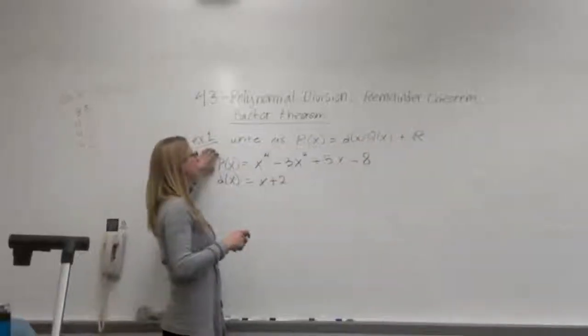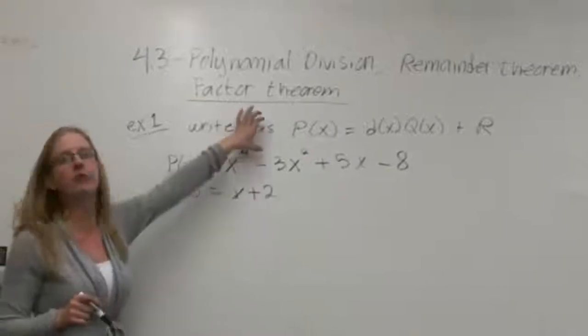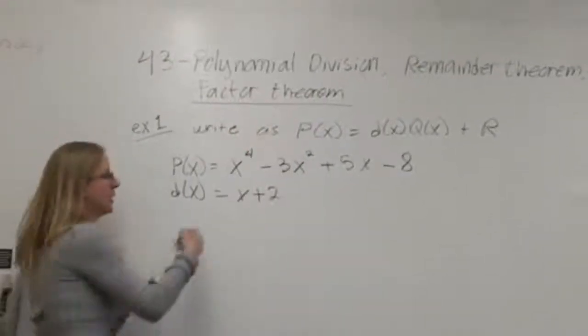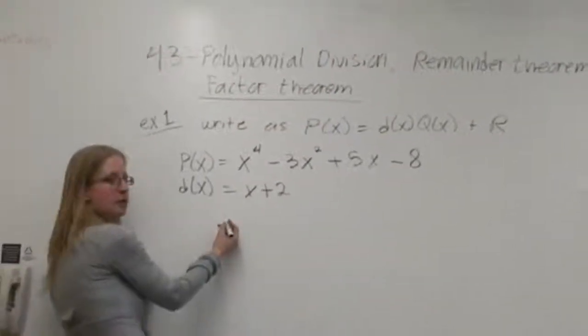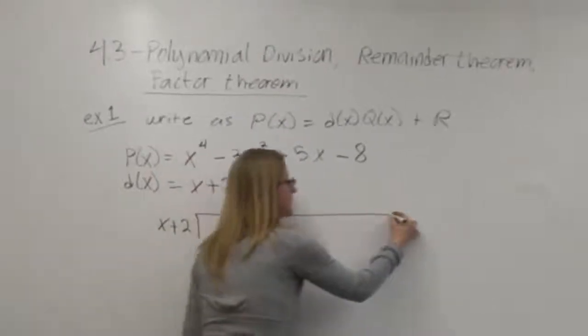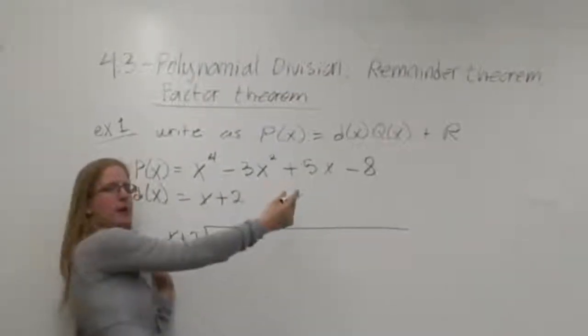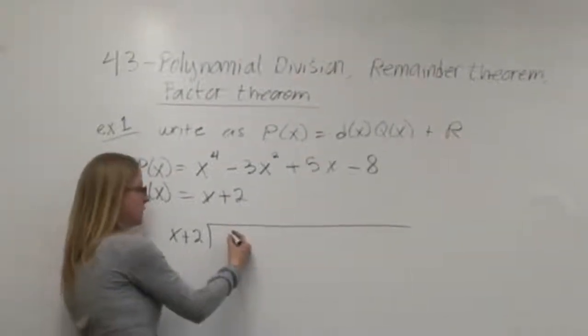So what I've done is I've given you a polynomial, and I've given you the divisor, and I want us to do that long division and rewrite it like this. Okay? So that's what we're going to do. So my divisor is x plus 2. So the x plus 2 goes on the outside of the long division symbol. What goes in here? The polynomial, right? So walk me through it. What's the first thing I write?